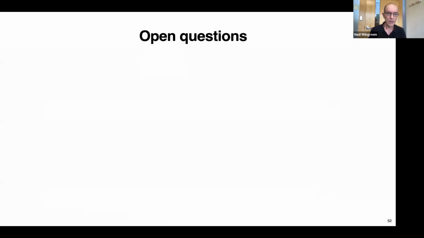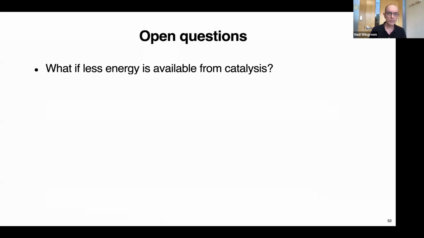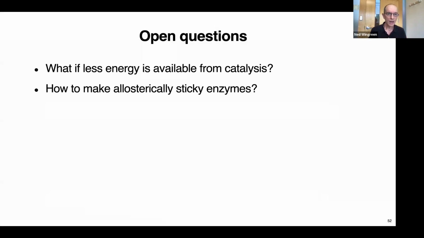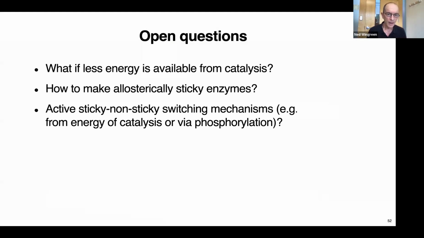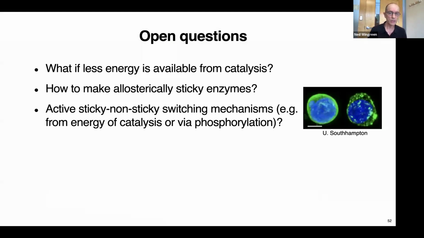Okay, there are many open questions. What if less energy is available for catalysis? How to make these allosterically sticky enzymes? Love to chat about that. I think that's certainly possible, and I have some other ideas about how to do that. Love to talk to people. And if we don't like this idea of relying on an allosteric process, could we use an active process for switching?